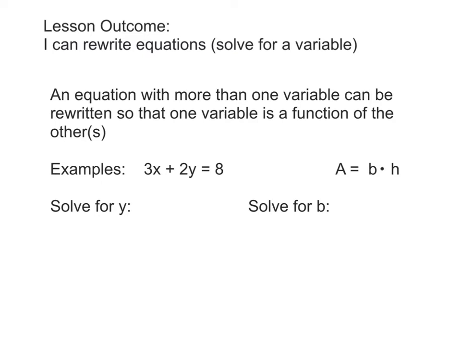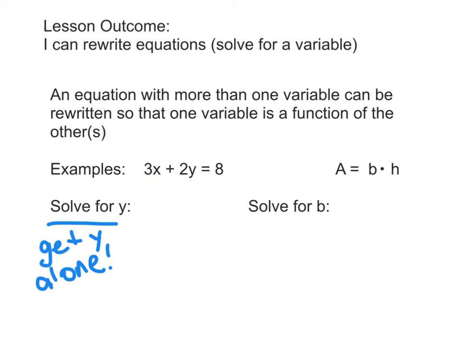The first example, 3x plus 2y equals 8, needs to be solved for y, which means we need to get y alone. That's what this means. Get y alone. So to get y alone, it's just like we've been solving, except there's this other variable in here, this x right here, and we're not quite used to that.